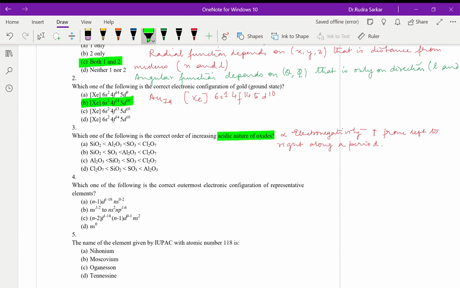the correct option over here is going to be aluminium oxide, which is amphoteric in nature, followed by silicon dioxide, which is acidic, and the acidity increases from silicon dioxide to sulfur trioxide to Cl2O7. Question 4.